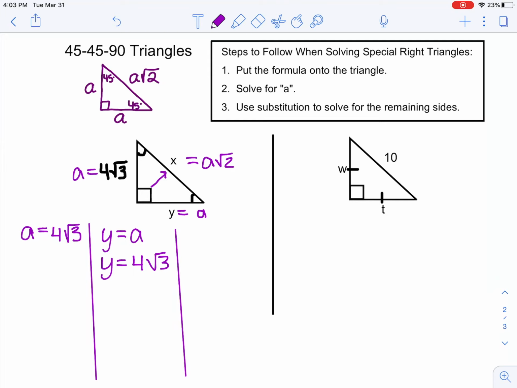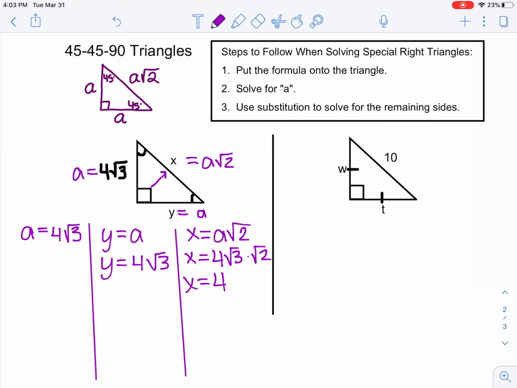Then we can go ahead and do the same thing with our hypotenuse. Start by writing your equation, x equals A root 2. And then we're going to substitute in 4 root 3 for A. So we have x equals 4 root 3 times root 2.